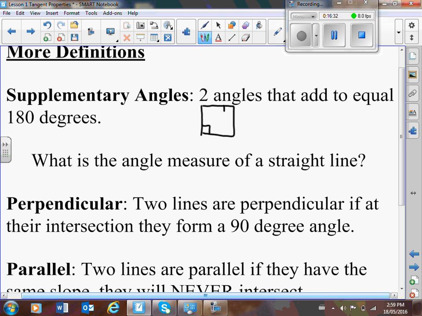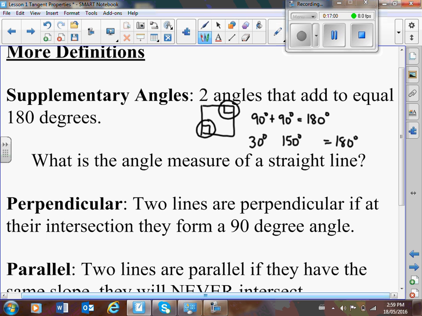So if I have a square, I know that all the corners are 90 degrees in a square, but I can say that this angle here and this angle here are supplementary to each other because they add to 180 degrees. Now, they don't have to be 90-degree angles to be supplementary. For example, 30 degrees is supplementary to 150 degrees because together that would add up to 180 degrees.